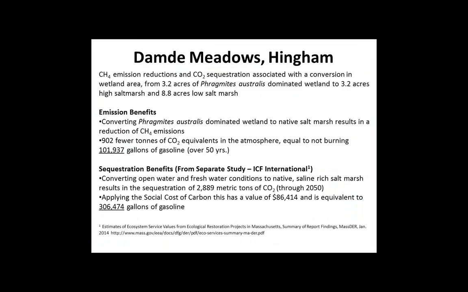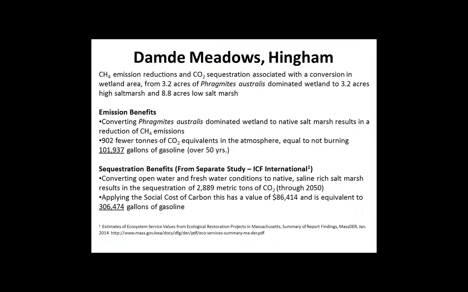So again, another way to articulate the benefits is looking at the emission benefits. And in this case, we converted mostly a wetland system that was dominated by Phragmites australis, or common reed, to a salt marsh system. And there, the real benefits came in the CH4, or methane, emission reductions that are typical of more freshwater systems. And it is estimated to be about 1,000 fewer tons of carbon dioxide equivalents in the atmosphere, which is equivalent to about 100,000 gallons of gasoline. Again, that's over a 50-year time period.